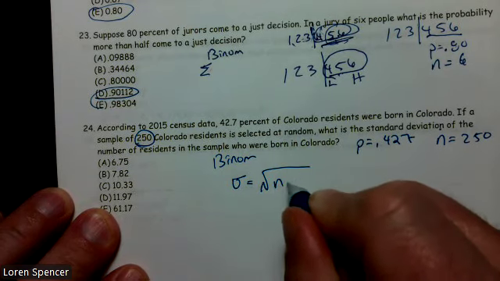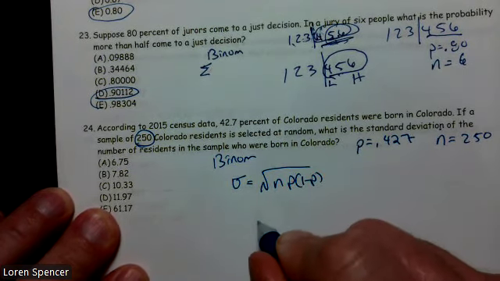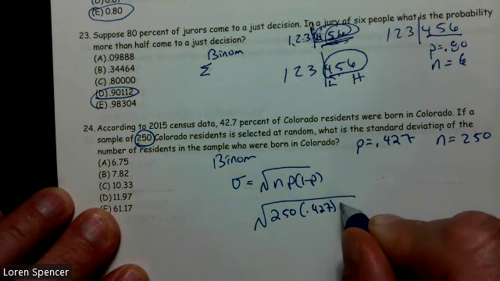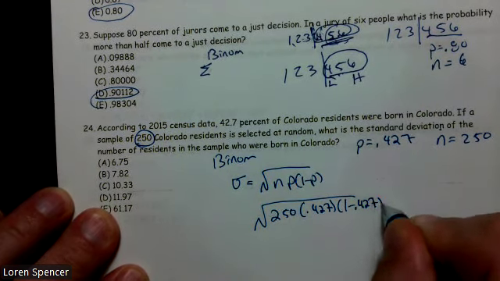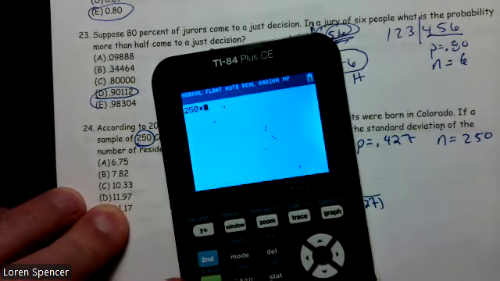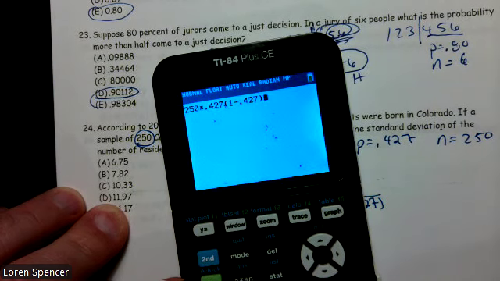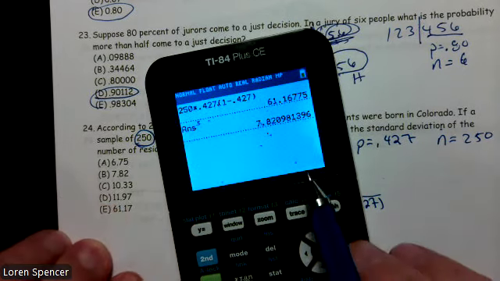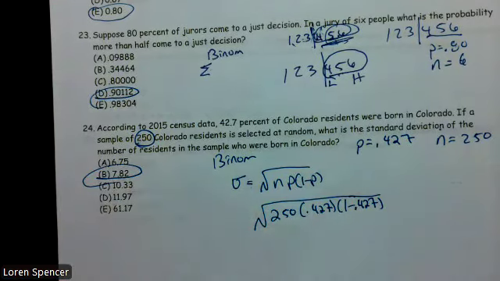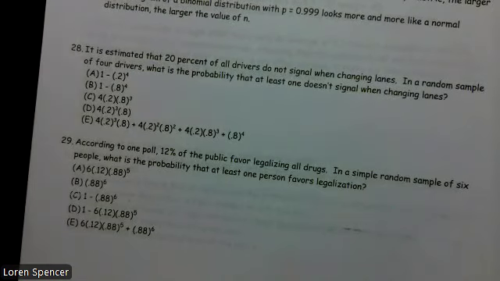They're asking for the standard deviation. That formula is the square root of n times p times 1 minus p, which in this case is 250 times 0.427 times 1 minus 0.427. So let's do that. 250 times 0.427 times parenthesis 1 minus 0.427 close parenthesis. And I need to raise that to the half power to take the square root of it. So I end up with 7.82. So 24 is B. Moving right along.